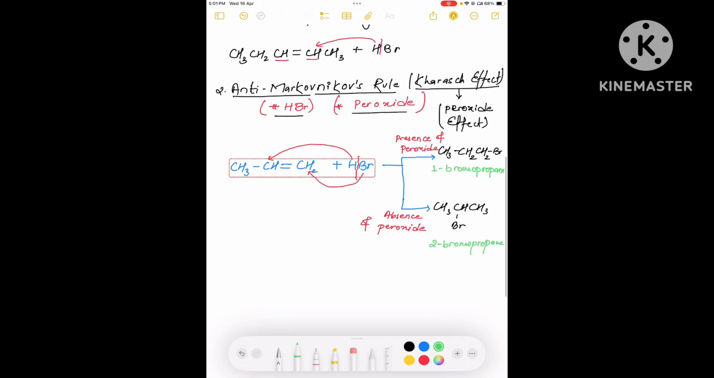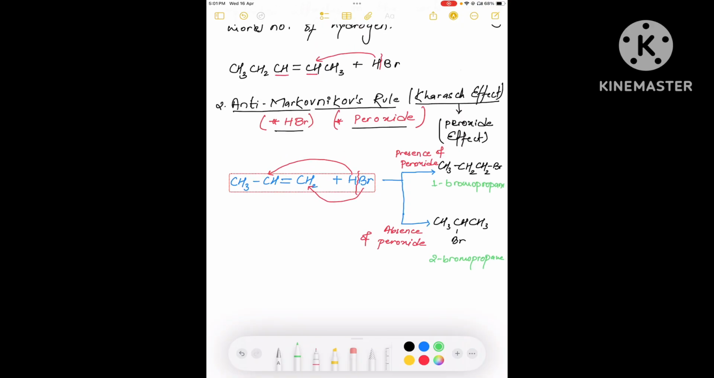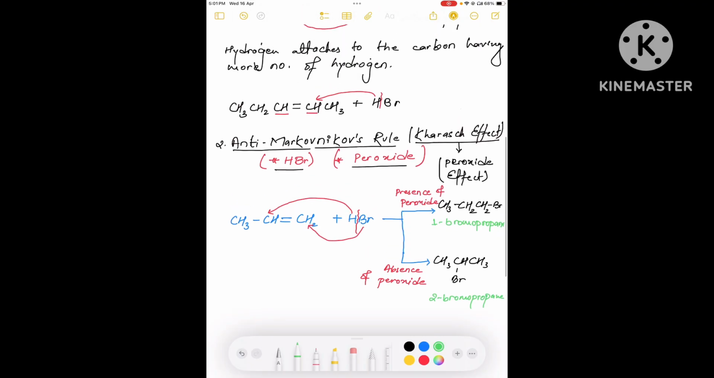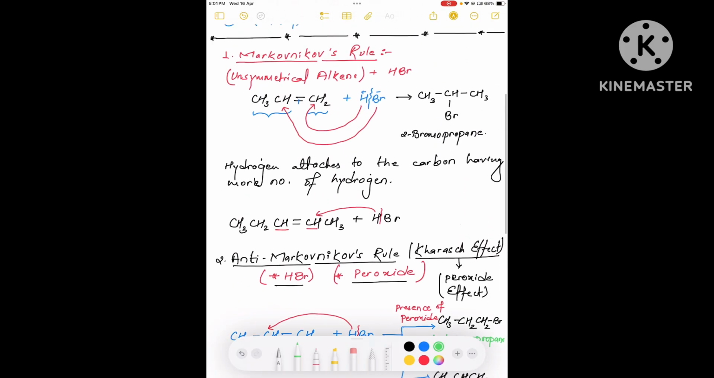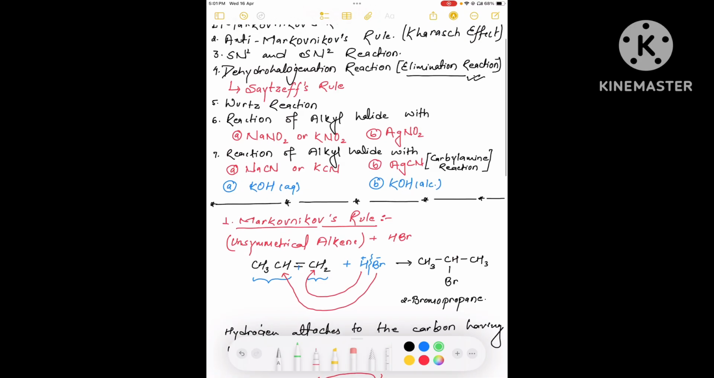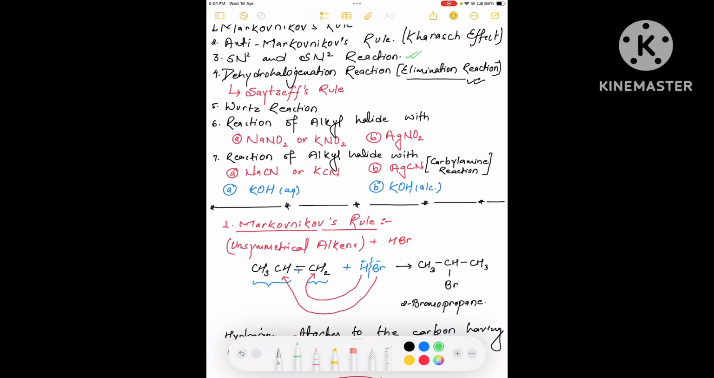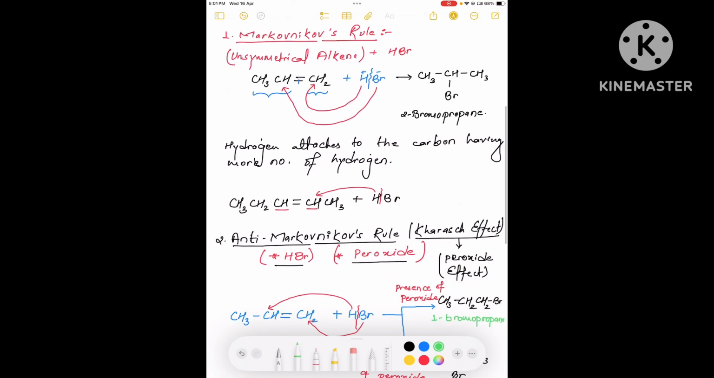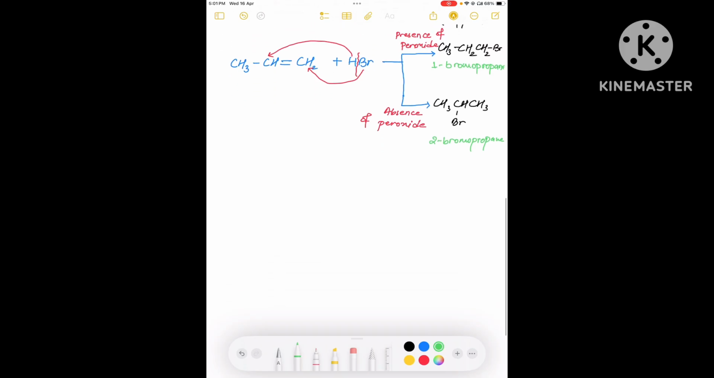Let's move on to the third one that I marked, which is SN1 and SN2 reaction. I think I have listed it above. The third one that we need to do is SN1 and SN2 reaction. So what exactly is SN1 and SN2 reaction? First let's be clear about what SN is.